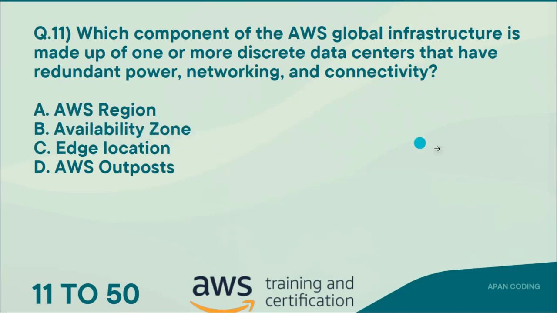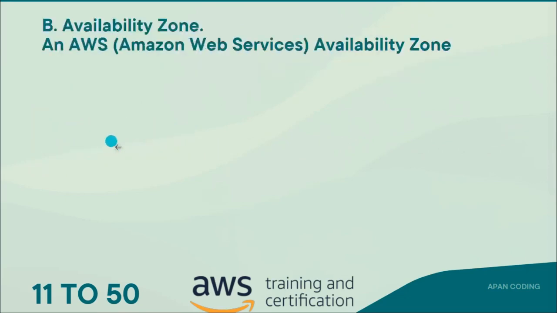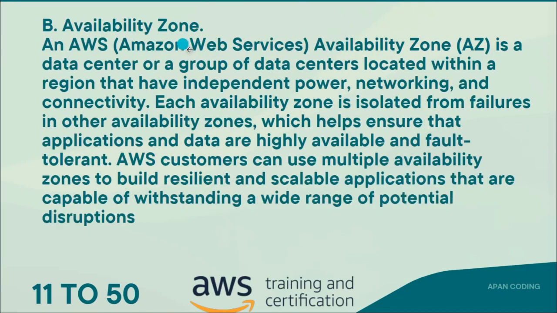All right, now we will see the explanation. So you can see here the Availability Zone. Do you know, friends, what is an Availability Zone? An AWS Availability Zone is a data center or a group of data centers located within a region that have independent power, networking, and connectivity. Each Availability Zone is isolated from failures in other Availability Zones, which helps ensure that applications and data are highly available and fault tolerant. AWS customers can use multiple Availability Zones to build resilient and scalable applications that are capable of withstanding a wide range of potential disruptions.